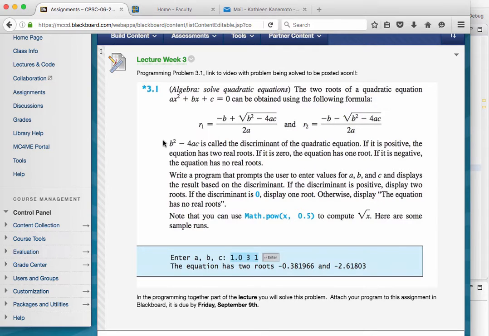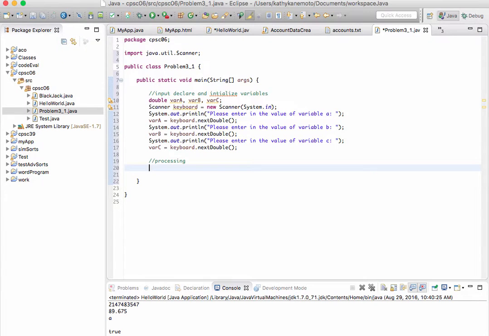So this is what we need to calculate so that we can check its value inside of our branching statements. So we'll make a variable of type double and we'll call it discriminant. Notice I'll add it to my variable declarations here at the top. Then I'll go ahead and use it to hold the value of b squared minus 4ac.